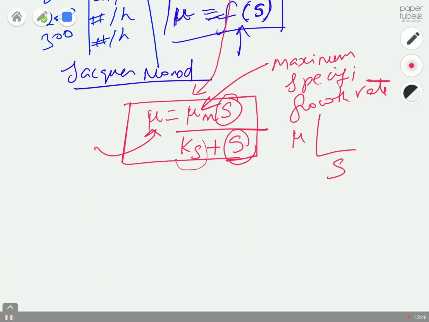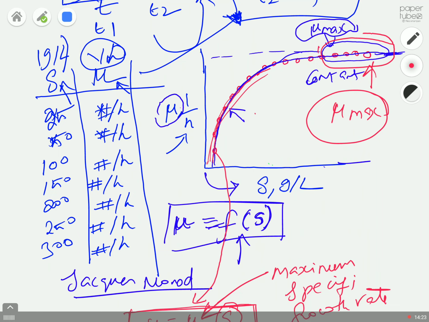So what about this Ks value, constant? This is called the Monod constant. This one, I already said, is called the maximum specific growth rate. So what is this Ks value? We can calculate what the significance of this Ks value is. I just want to make sure you understand that this expression was proposed by Jacques Monod only to explain this type of growth behavior.